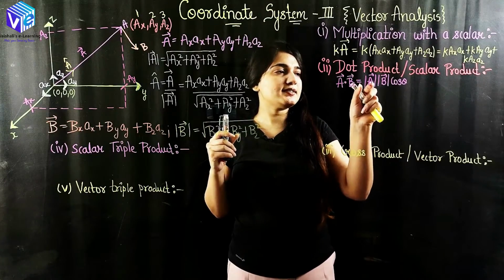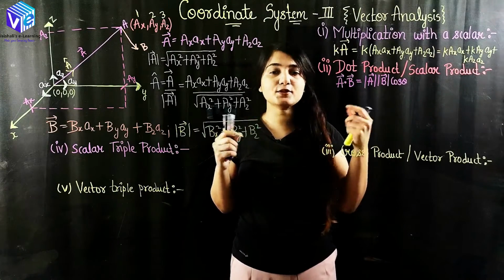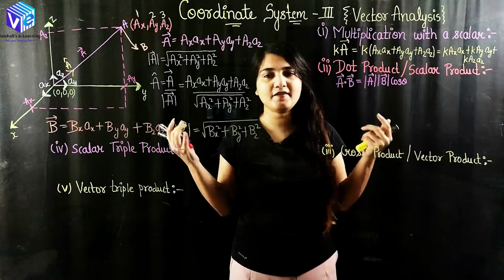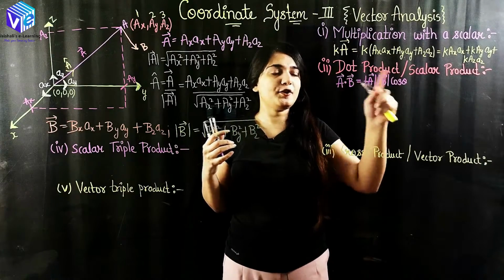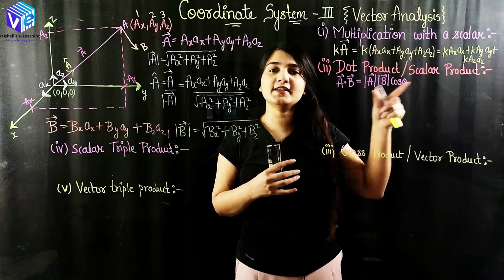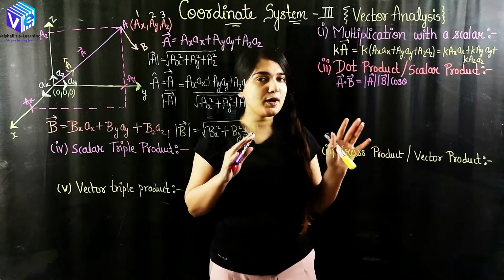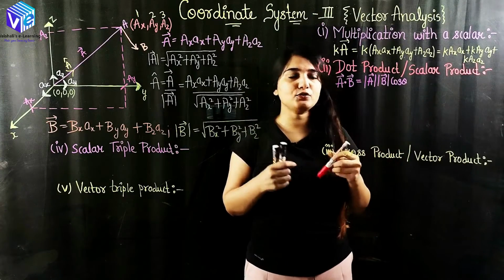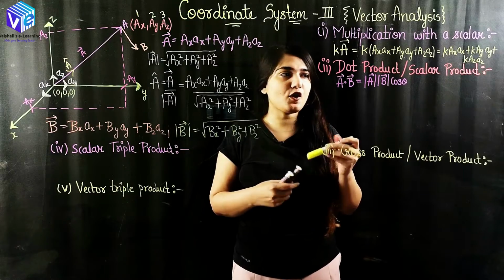So here you can see magnitude of a is a scalar number, magnitude of b is a scalar number, cos of theta will again give me a number. So a dot b is a scalar output. So it is also called the scalar product, and I hope now you understood the reason it is called the scalar product. Now coming to the various properties of the dot product.